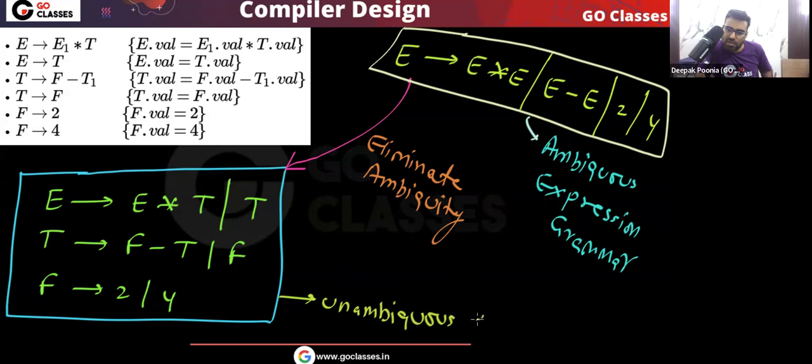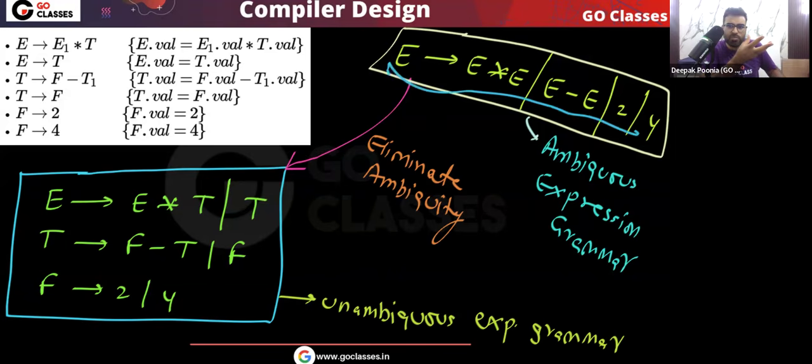Unambiguous expression grammar you will get. And I told you this point when we were discussing how to eliminate ambiguity from expression grammar. To eliminate ambiguity from expression grammar, you can enforce precedence and also associativity. By enforcing precedence and associativity, we can eliminate ambiguity from the expression grammar.